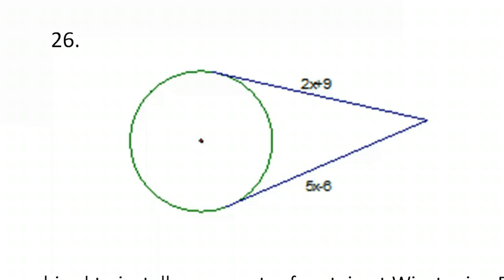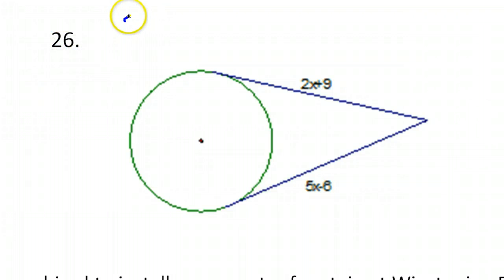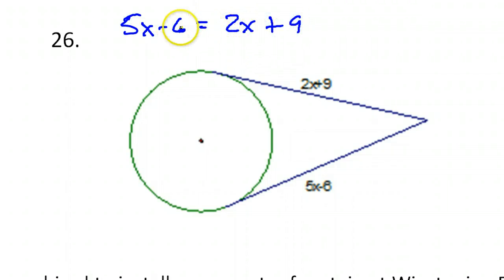Now, in a situation like number 26, we've learned that if we have two tangents that converge at a single point, then these tangent segments are congruent. So, in other words, 5x minus 6 must equal 2x plus 9. So it's just a matter of solving this equation.